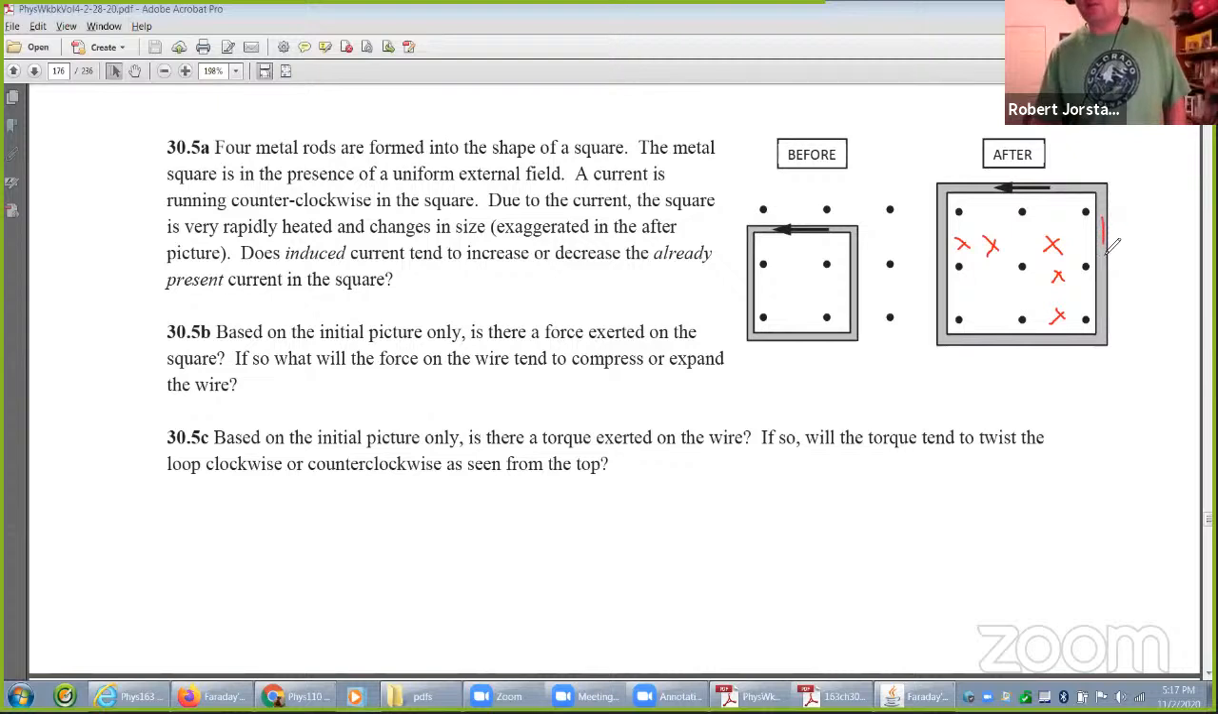So notice when this wire gets hot and expands, the induced current opposes the existing current, which slows it down, which reduces the heating, which causes it to shrink back the way it used to be. Once again, we see the natural tendency of these induced currents is to put things back the way they used to be.